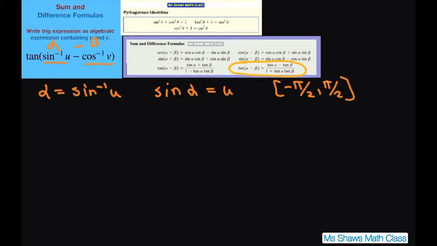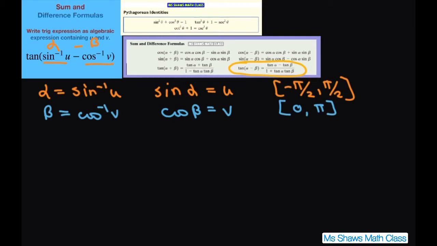So let alpha equal inverse sine of u. That means sine of alpha equals u, with restrictions from negative pi divided by 2 to pi divided by 2. And then we also have beta. Let's let beta equal inverse cosine of v. That means cosine of beta equals v, and that's restricted from 0 to pi. Now we have to find tangent.